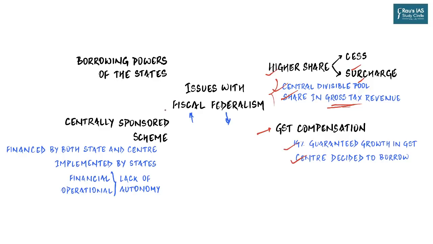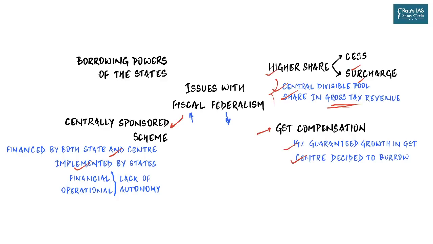Then the issue does not end there. We have the perpetual issue of centrally sponsored schemes, which are schemes financed by both the state and the center. The proportion in which they are financed by the state and center respectively could vary from 70-30, 60-40 to, in some cases, 50-50 as well. But they are ultimately implemented by the states. Some of these schemes include MGNREGA, Ayushman Bharat, and the National Education Mission.